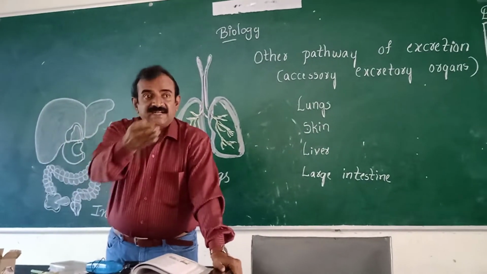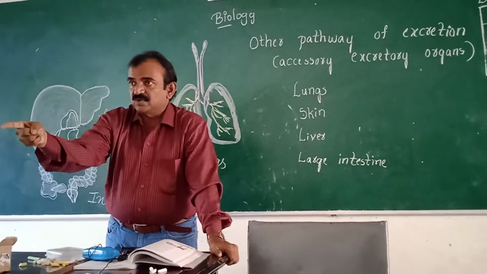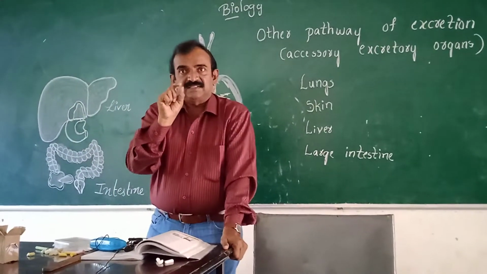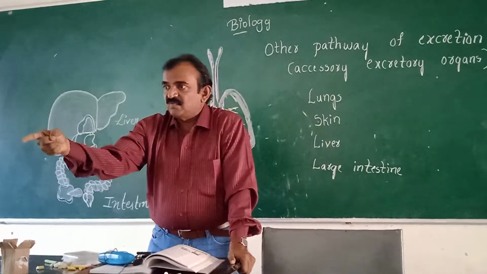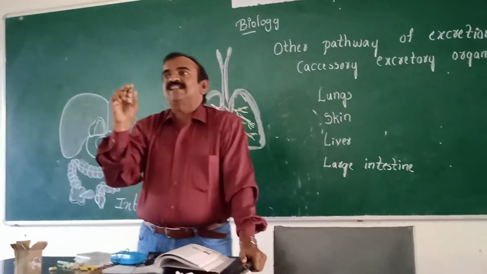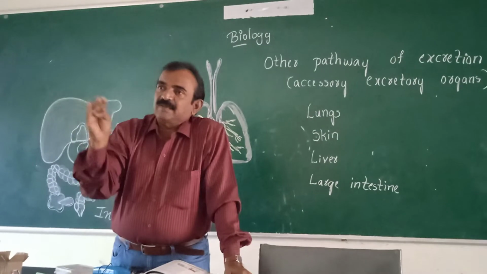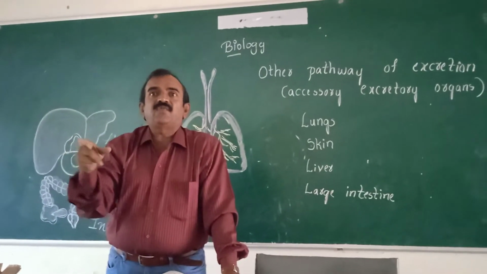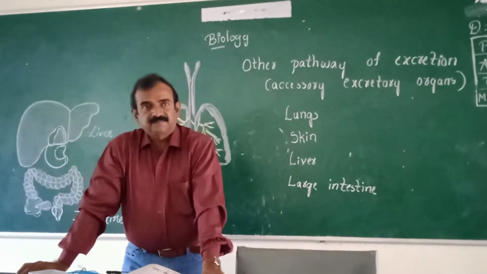Sebum consists of four things: first sterol, next waxes, hydrocarbons and fatty acids. Open your textbook and see. Sebaceous glands produce sebum, an oil, and sebum consists of waxes, sterol, hydrocarbons and fatty acids. And these are wastes which are eliminated through the skin.